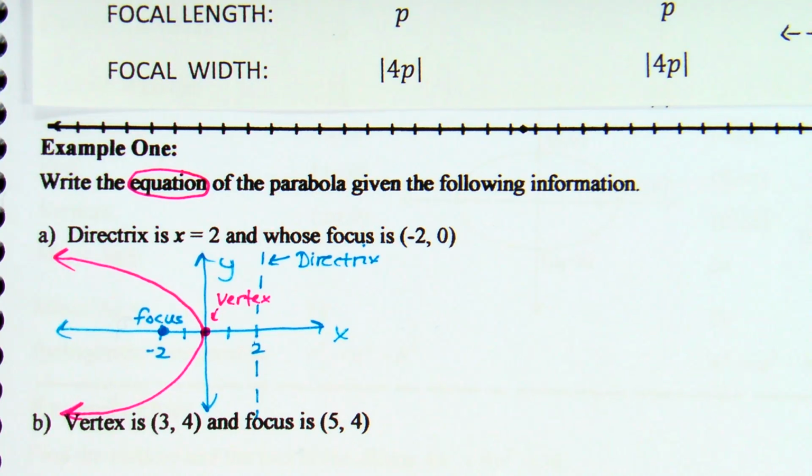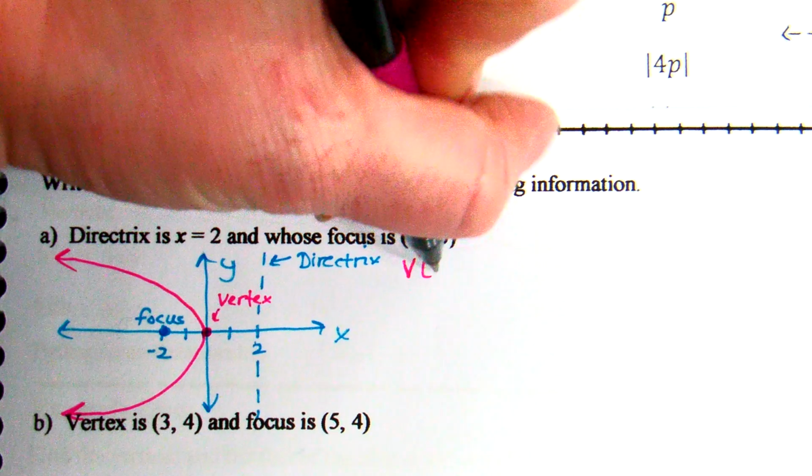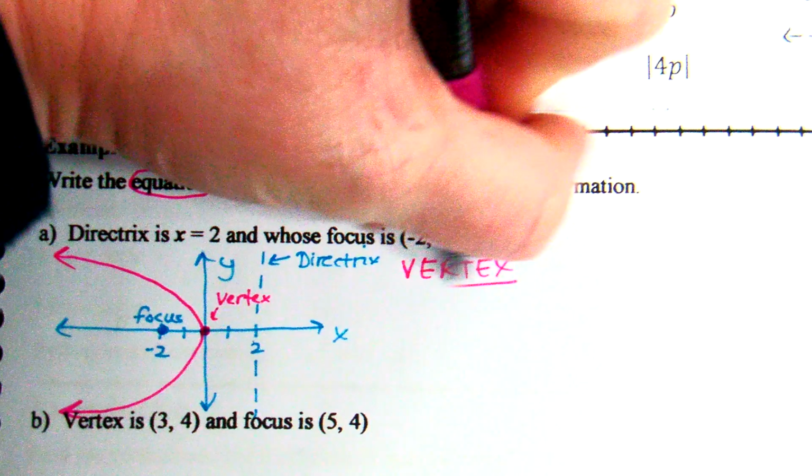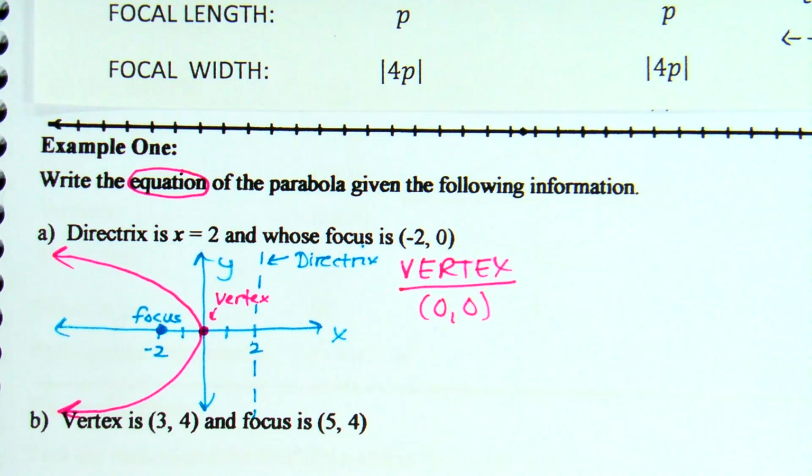Okay, so let's gather some information here. First of all, you told me the vertex ended up being at (0, 0). What letters are those going to represent in my equation? H and K, and it tells you that in both columns up above, doesn't it?